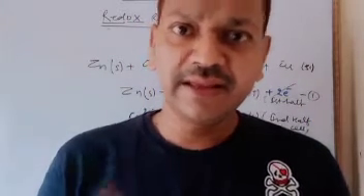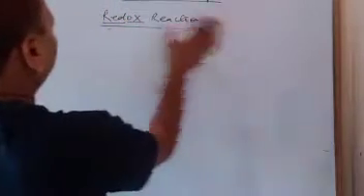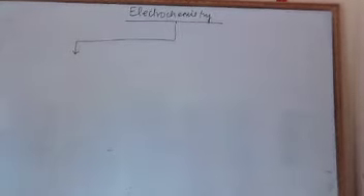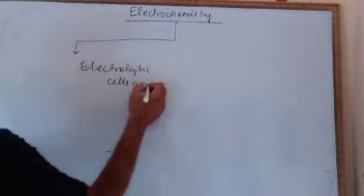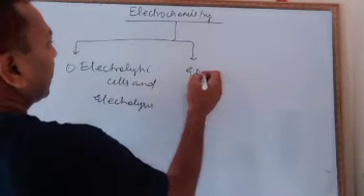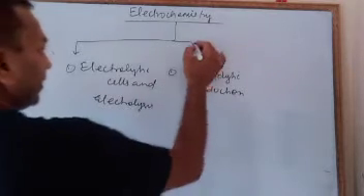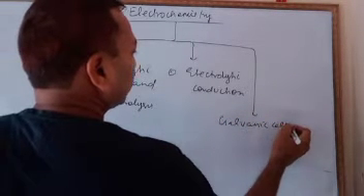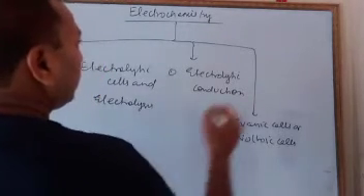Now we come to the next point, what the contents are. In this electrochemistry chapter, we study it in 5 aspects. Number 1, electrolytic cells and electrolysis. This is the first topic. And second, electrolytic conduction. This is the second thing. Third thing in this chapter is galvanic cells, or voltaic cell, or electrochemical cell.